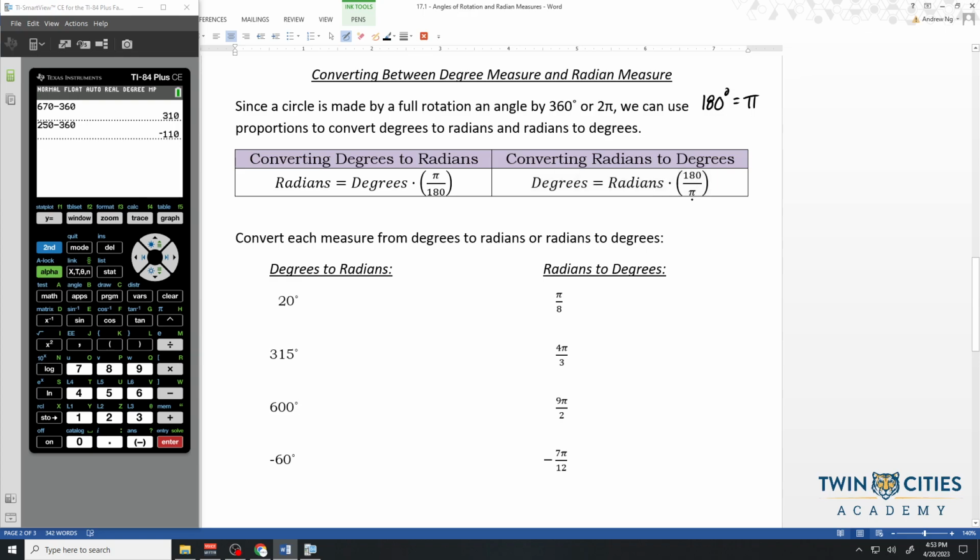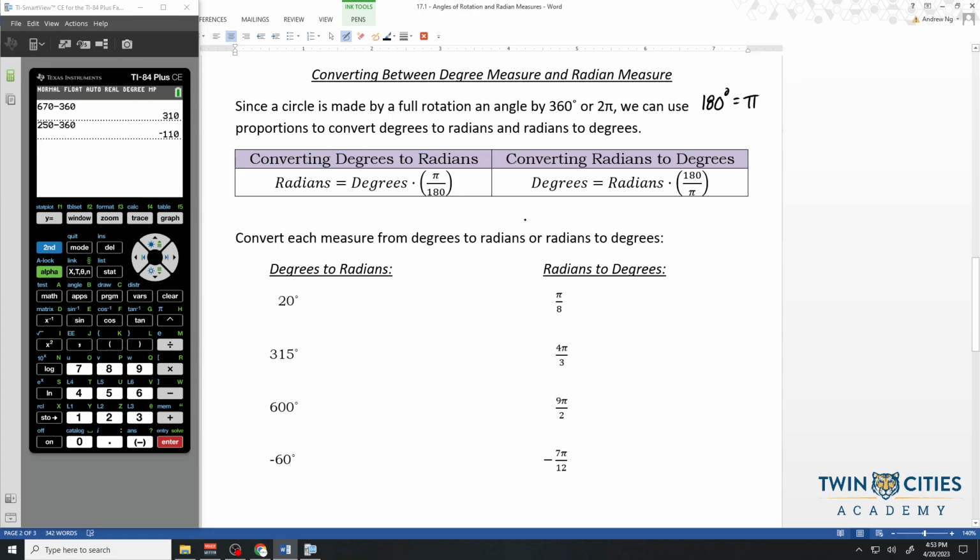Why am I allowed to do this? Well, that's because 180 degrees is equal to pi. If those two are equal to each other, then pi over 180 or 180 over pi is really just a special 1. I'm multiplying by a special 1. And that changes the way that this looks, but it doesn't really change anything about that measurement. So it doesn't change it getting bigger or smaller. It will stay the same.